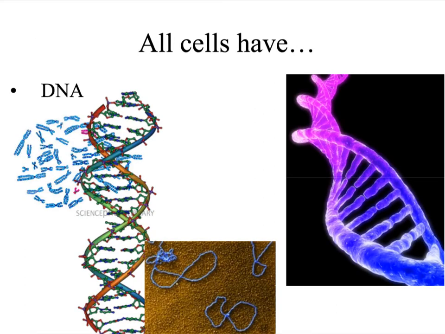DNA is the genetic material of a cell. This is like a blueprint that codes for who and what you are. So the basics of DNA is that there's a sugar phosphate backbone and these nitrogenous bases that stick in the middle. And those bases, the sequence of the bases, codes for who and what we are.